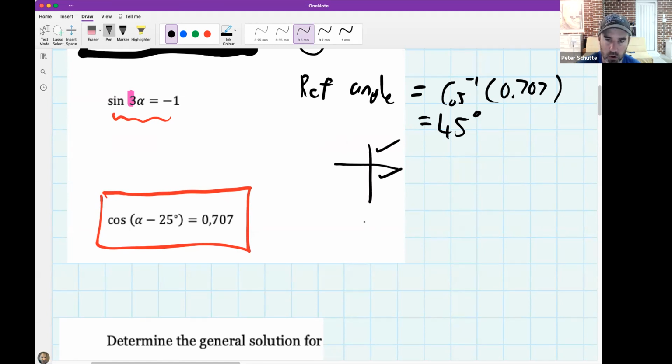So we're back in these quadrants, quadrant 1 and 4.